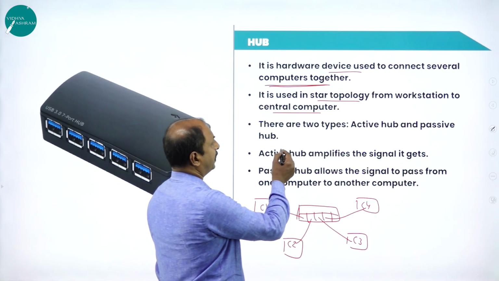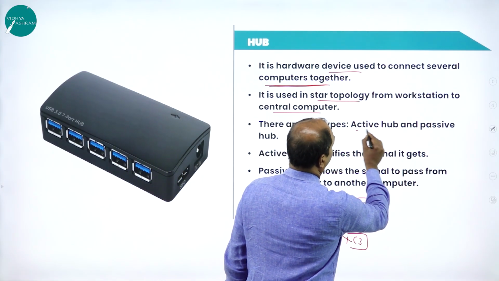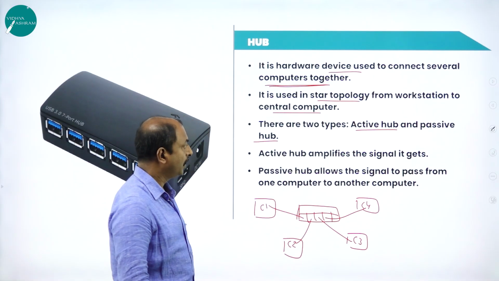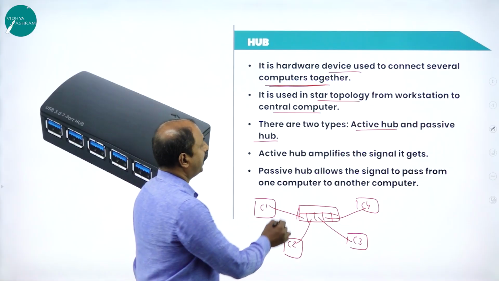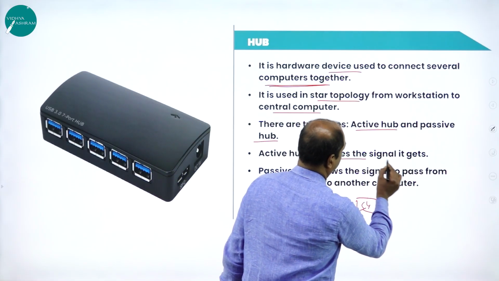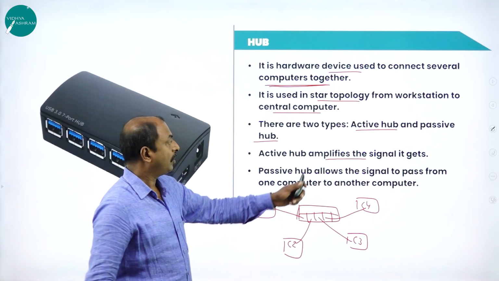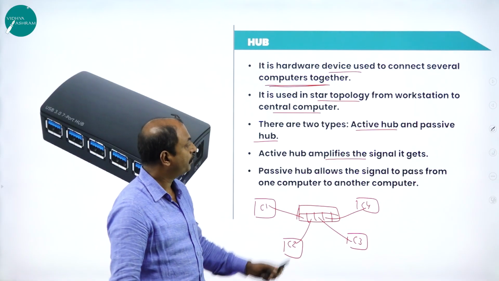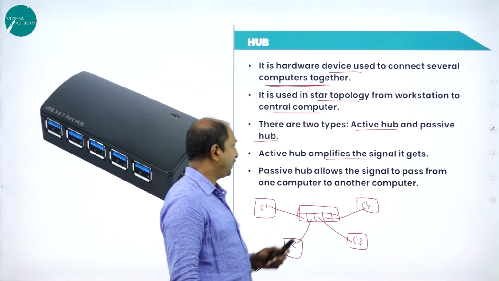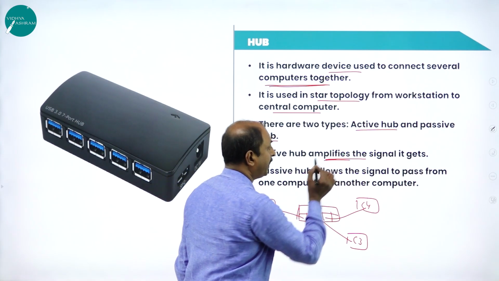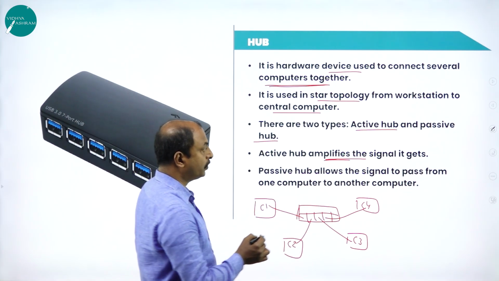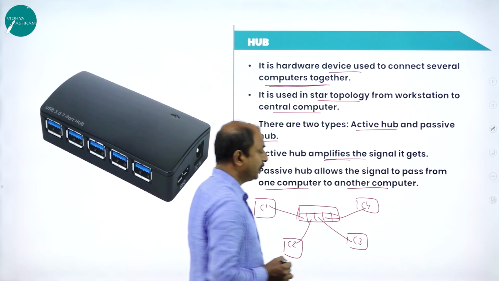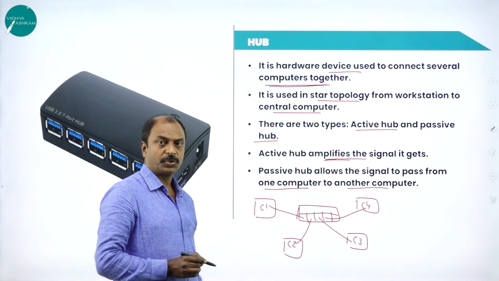And here there are two types of hubs: active hub and passive hub. So what is an active hub? The active hub amplifies the signal it gets. Amplifies means it improves the performance or the quality of the signal. That is the function of an active hub. And the passive hub allows the signal to pass from one computer to another computer. So these are the differences between these two.